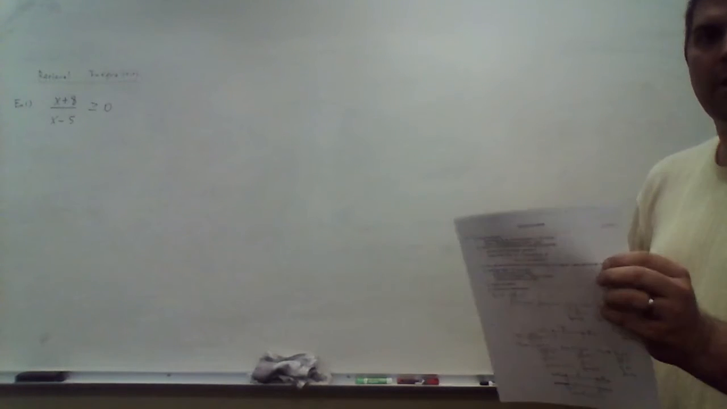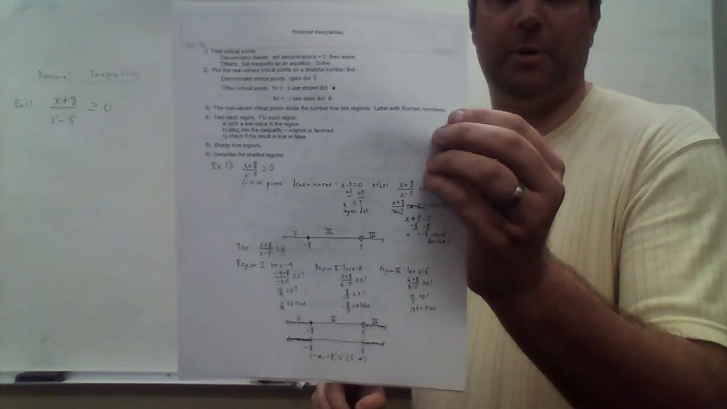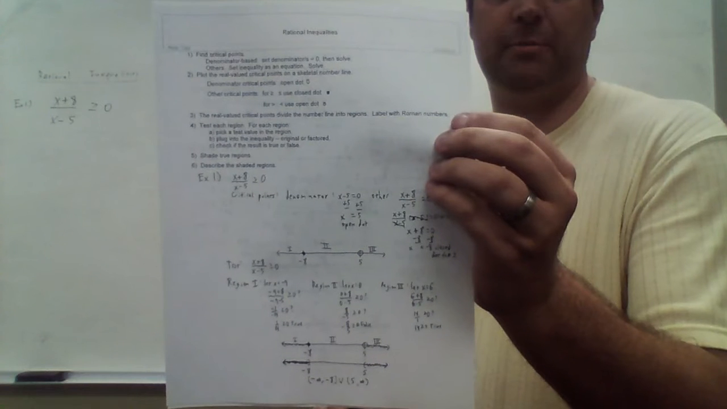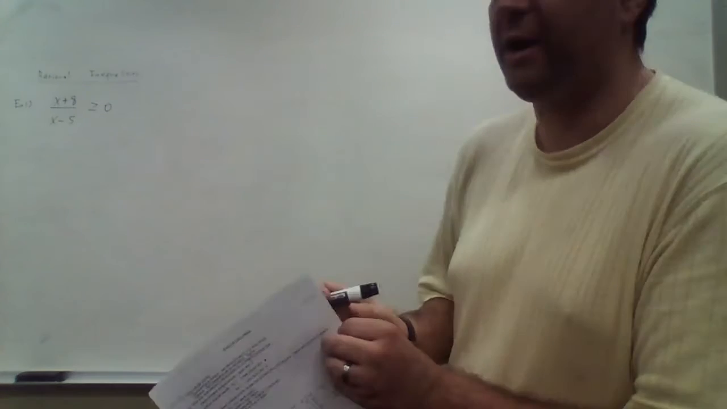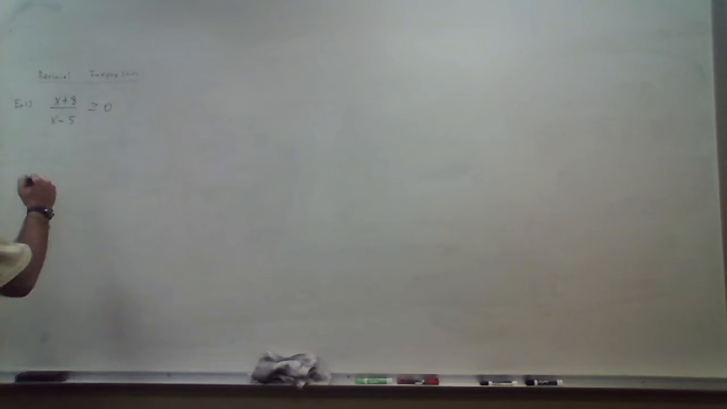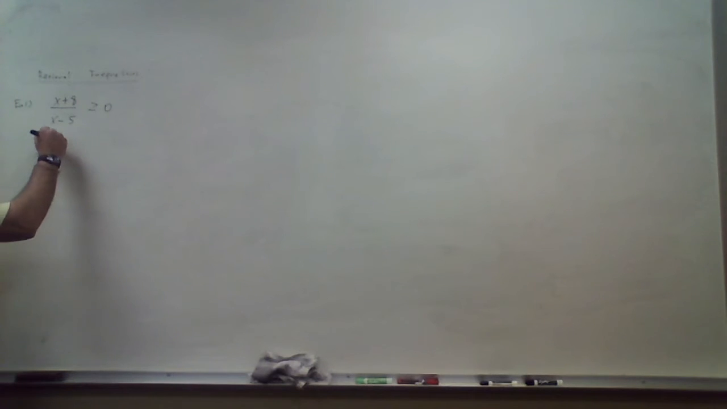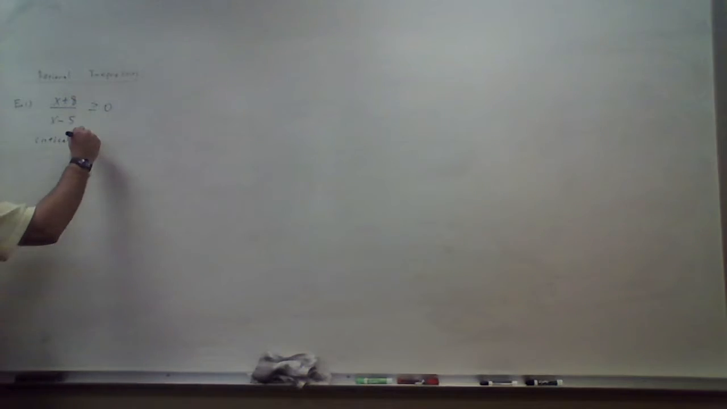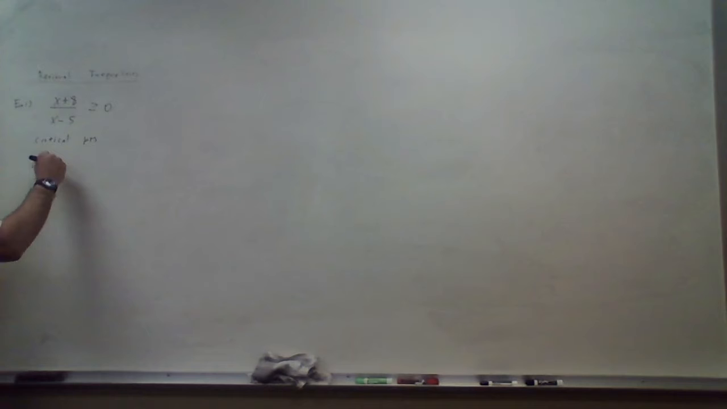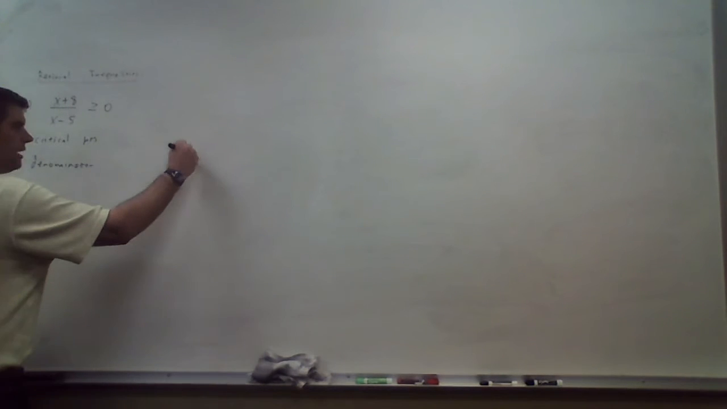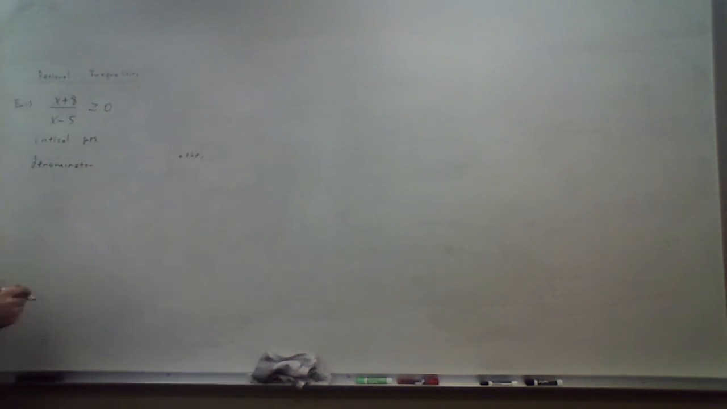Okay, I'm going to be referring to this document to do these problems, to illustrate rational inequalities. Okay, the first thing you do is you look for the critical points. One is denominator based, and then the other critical point is done another way. So there's basically two things going on here.